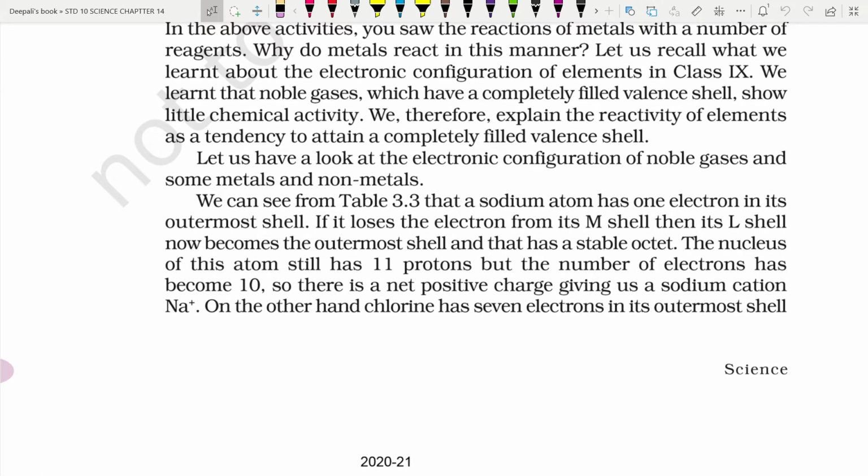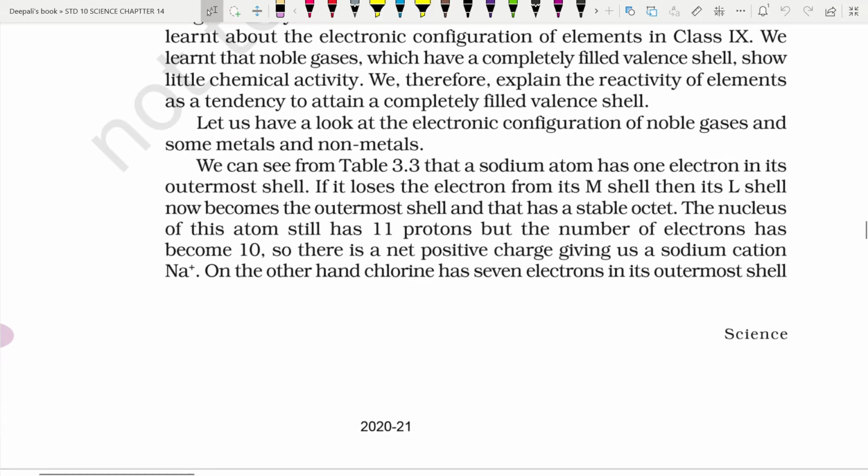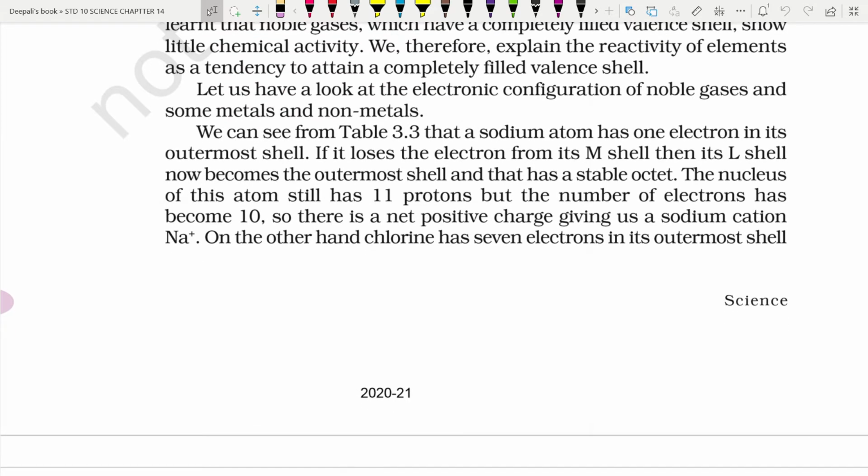The sodium metal has one electron in its outer shell. If it loses that electron from its M shell, then its L shell must become the outermost shell and will have a stable octet. The nucleus of this atom still has 11 protons, but the number of electrons has become 10. And so the positive charge increases, giving us a cation of sodium, that is Na+.